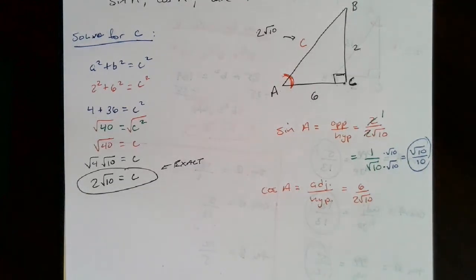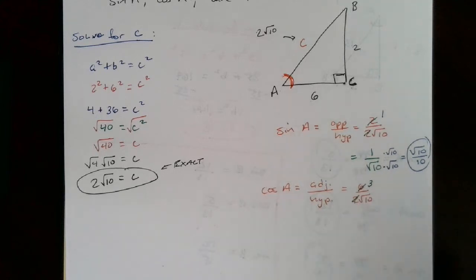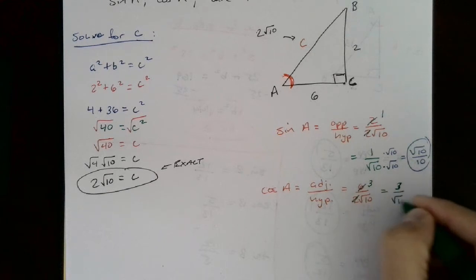And again here, you might notice 6 and 2 can reduce. 6 divided by 2 gives me 3. 2 divided by 2 cancels to a 1. So I end up with 3 over the square root of 10.